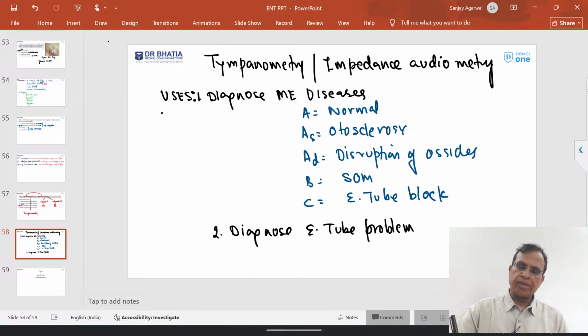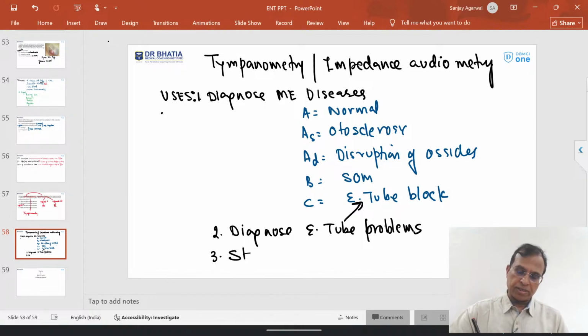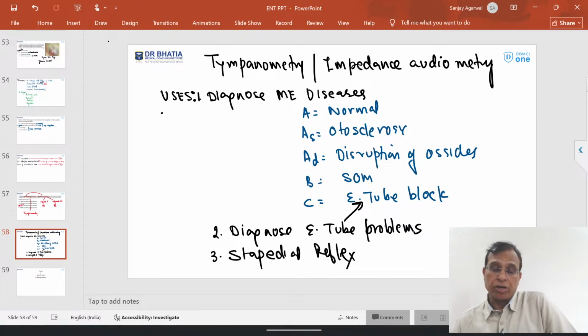स्टेशन ट्यूब में प्रॉब्लम है कि नहीं है, वो यहीं से आ रहा है ना. अगर सी टाइप होगा तो स्टेशन ट्यूब में प्रॉब्लम है कि नहीं है, ये बता सकता है. And third is a stapedial reflex. It is used to do stapedial reflex. So if you want to check the stapedial reflex, then you have to do tympanometry.